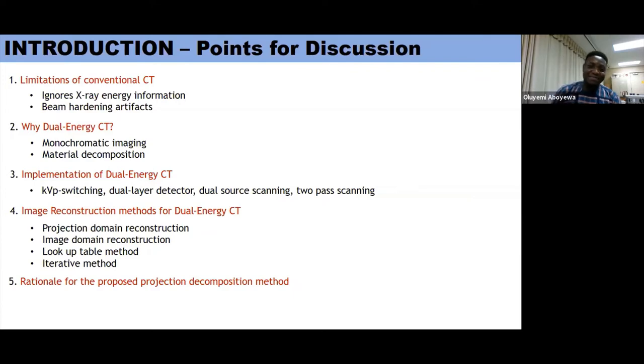Okay, maybe I can kind of stir up the conversation a little bit from looking at the paper. This was the point I was able to see from the introduction. The author addressed the limitations of conventional CT, which we are all used to and familiar with, and then explained why dual energy CT is better.